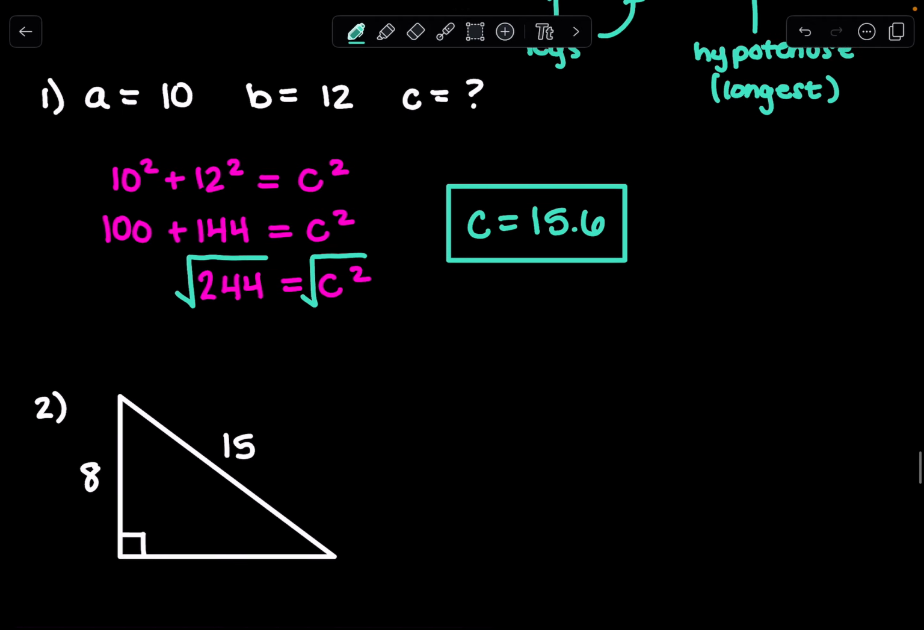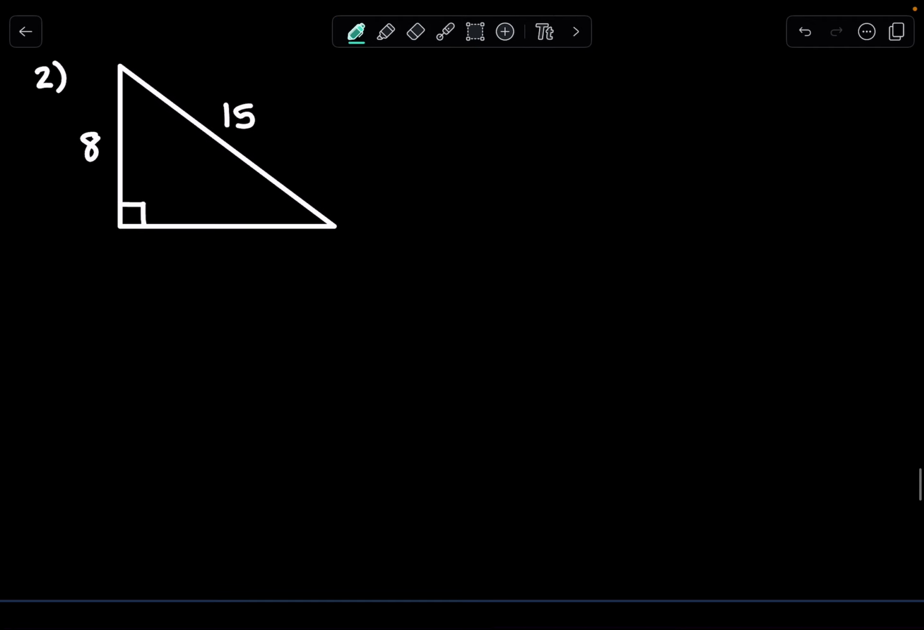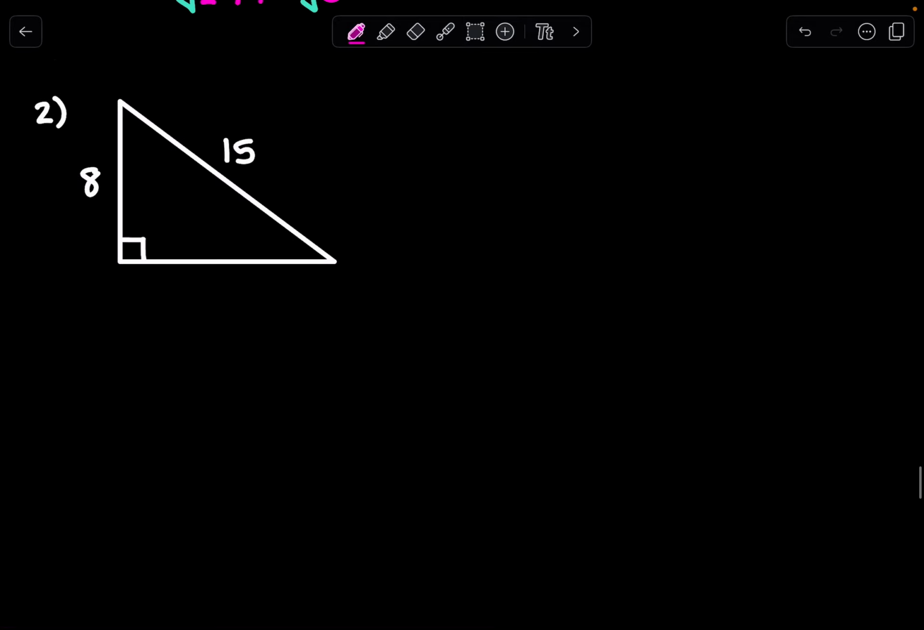Okay, number 2. This time you'll notice I have two side lengths. I've got the length of one of the legs and the length of the hypotenuse. So let's just call this missing side length A. A and B are interchangeable, so you could use either. But let's go ahead and set up. We're going to say A squared plus 8 squared equals C squared, so 15 squared.